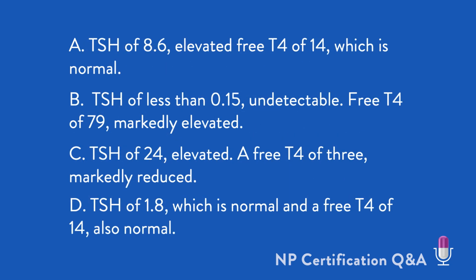A, a TSH of 8.6, elevated, free T4 of 14, which is normal. B, a TSH of less than 0.15, undetectable, free T4 of 79, markedly elevated. C, a TSH of 24, elevated, a free T4 of 3, markedly reduced. D, a TSH of 1.8, which is normal, and a free T4 of 14, also normal.